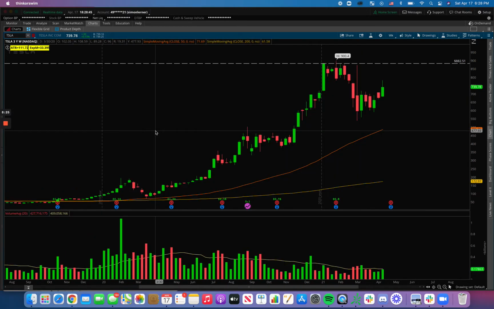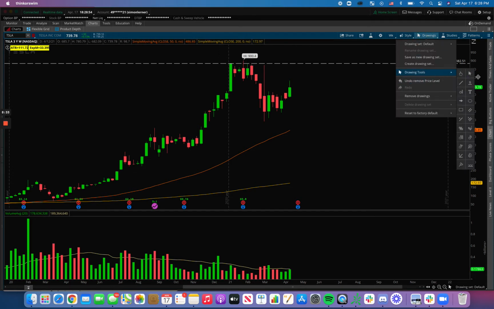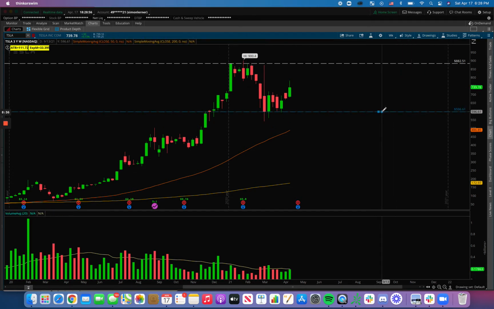What else do I see here? Well, I see that over here we have a level of support. As you guys can see, every time the stock came around this level of 596, 600, we saw a bounce.